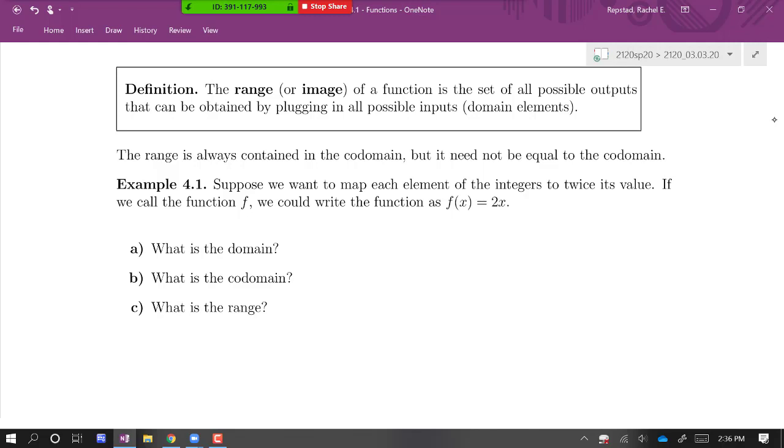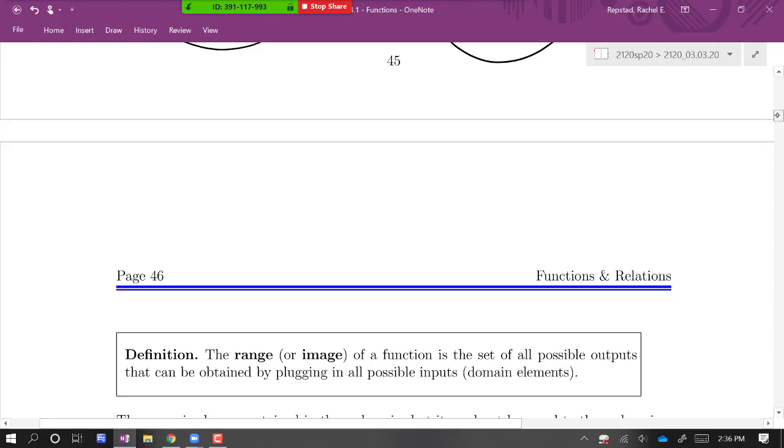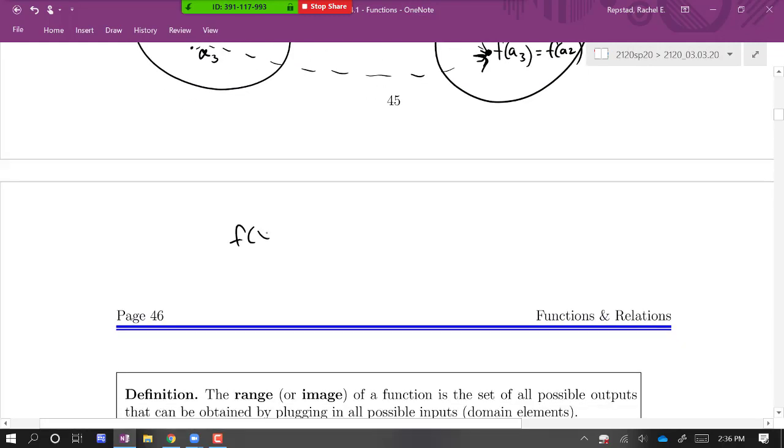The range is always contained in the codomain. It doesn't have to be equal to the codomain. Like if we look at a function like y equals x squared, or f of x equals x squared, if I think of this as a function that maps reals to reals, all real numbers to all real numbers, the domain is all real numbers. I can square any real number I want.